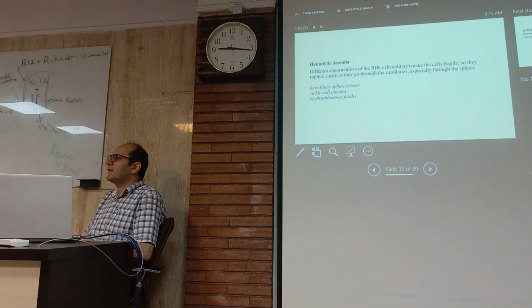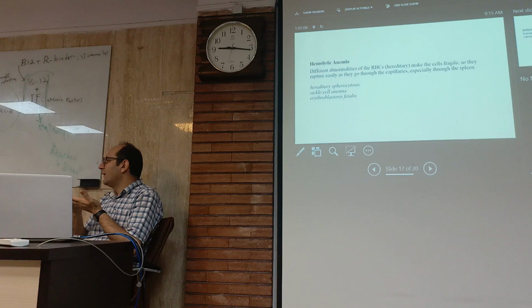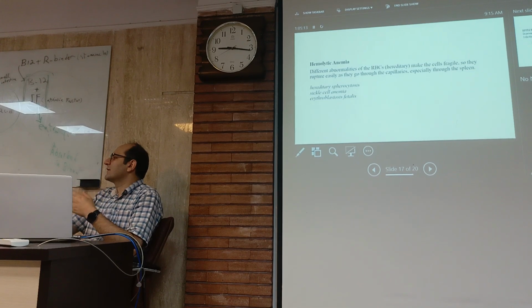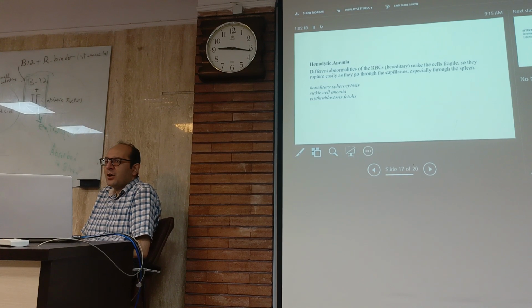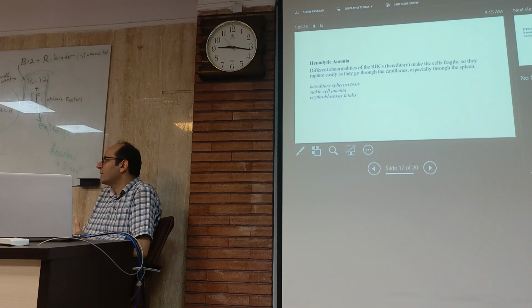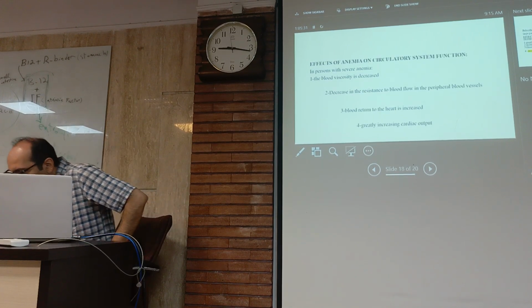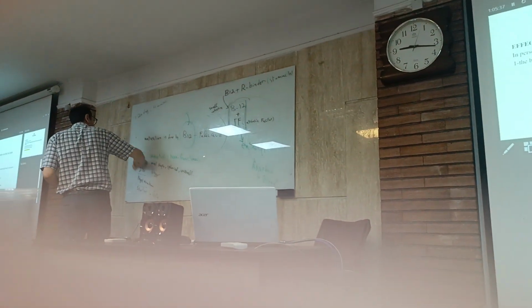Hemolytic anemia. Hemolytic anemia means the RBC has a fragile membrane and is easily destroyed, so the hemoglobin is released from RBC into the blood circulation. There are subtypes of hemolytic anemia, for example hereditary spherocytosis, sickle cell anemia, and erythroblastosis fetalis. But it's very important to know the effects of anemia on blood circulation.